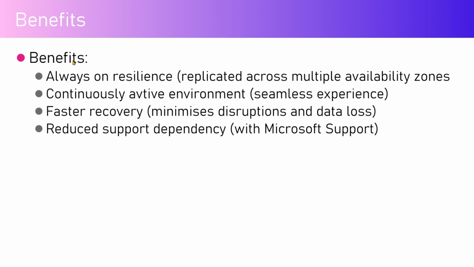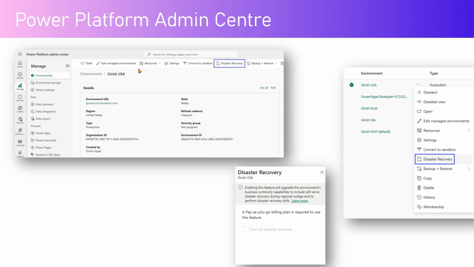Now, from a benefit perspective, you are protecting your environment, so you're protecting your corporate data or your business data, so it's always on. Resilience is replicated across multiple availability zones, it is continuously active, and it has a faster recovery time. It has reduced support dependency on Microsoft support. With the help of automation, it will allow you to recover the content very easily in case disaster strikes. These are some of the screenshots. You go to the environment, you see the disaster recovery option, and then you turn on disaster recovery.